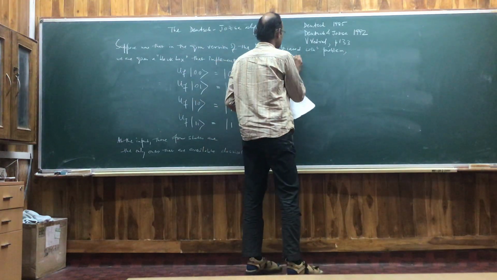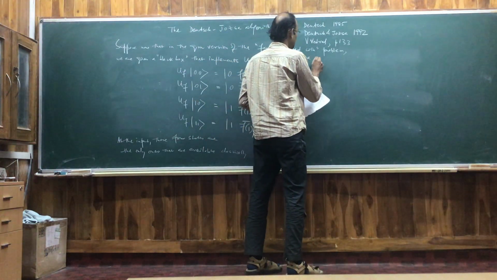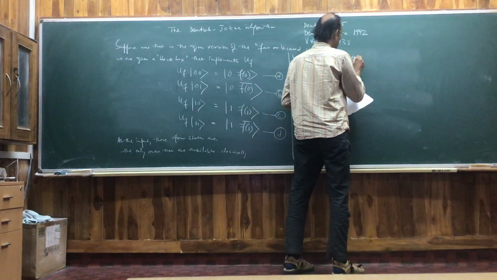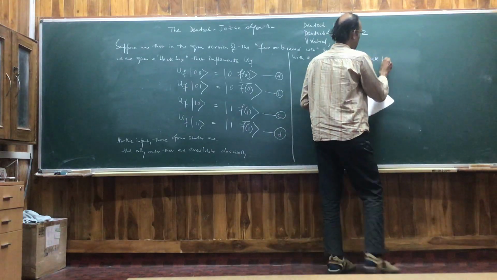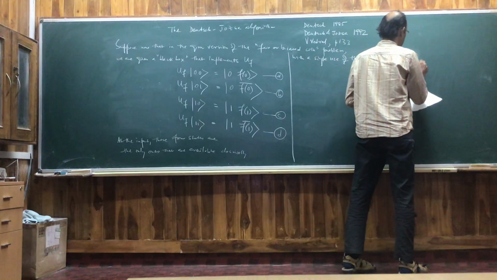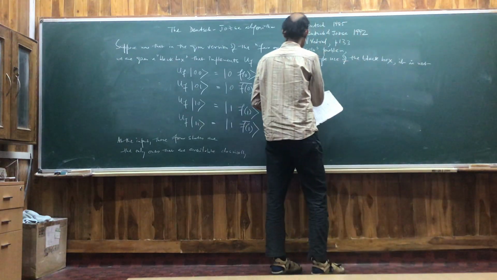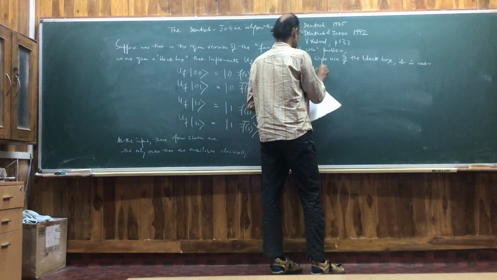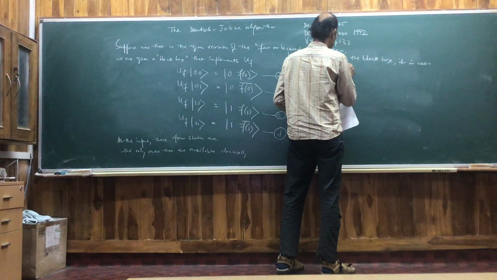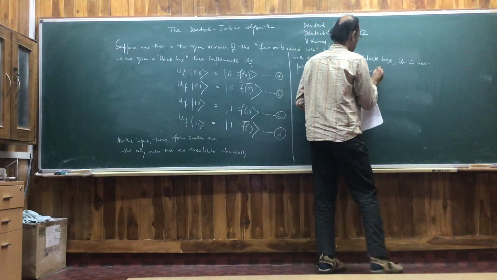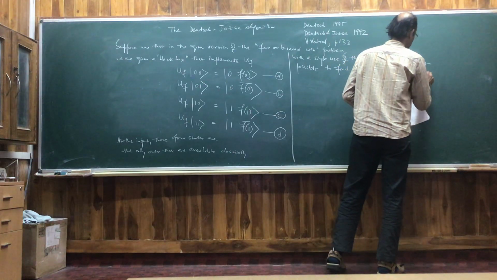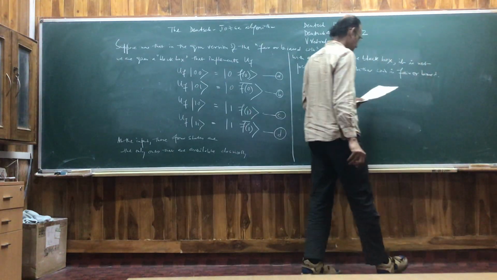So, what I am trying to say is that with a single use of the black box, it is not possible to find whether the coin is fair or biased.